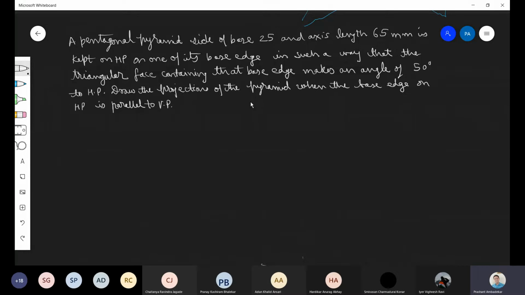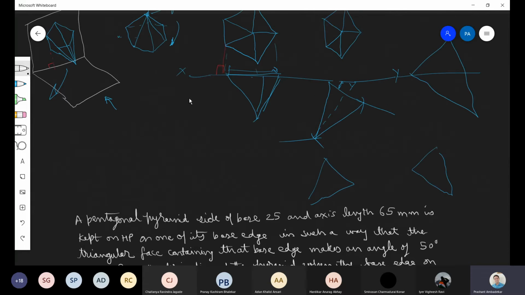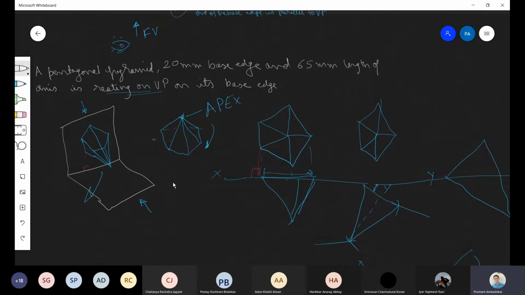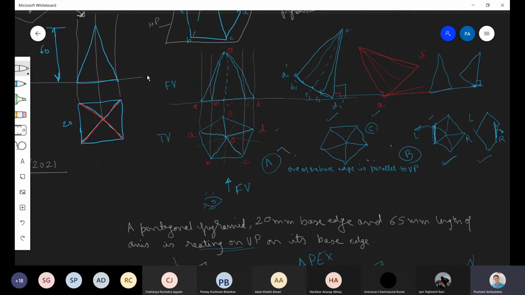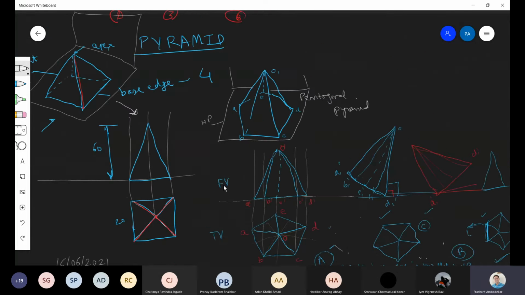Okay, so last time we had seen this projection of pyramid, and I told you what is the difference between prism and pyramid. So let me quickly recap what was told to you.